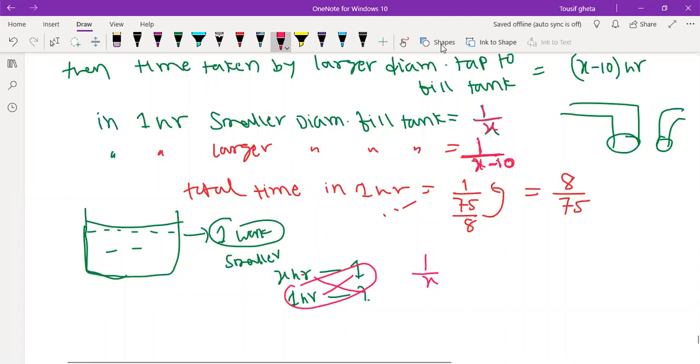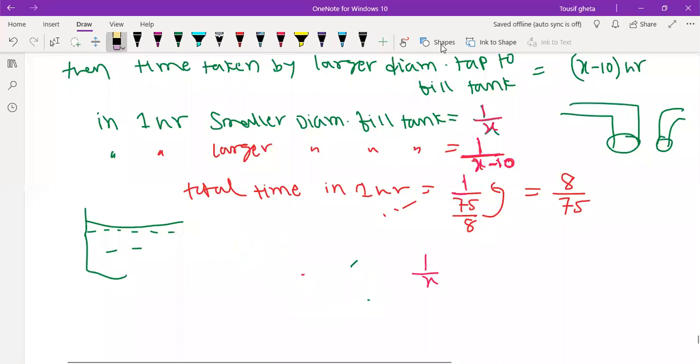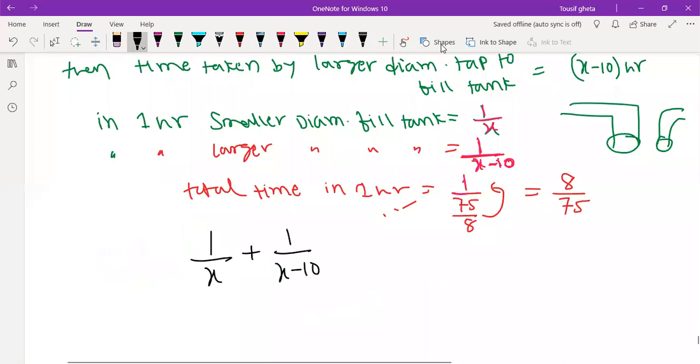Total time also, in 1 hour, it will be like 1 bar. So now we will use the 1 hour concept. To fill the tank is one work in 1 hour. For 1 hour we are using. So now smaller tap is 1 by x plus 1 by (x minus 10) is equal to the reciprocal of 8 by 75. This is 1 by, okay.